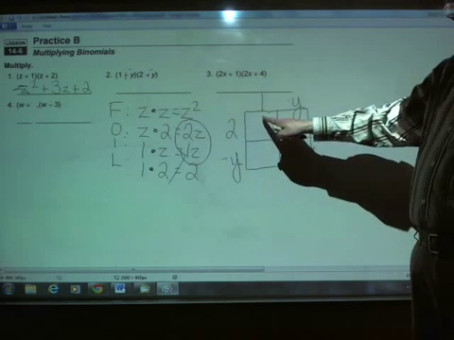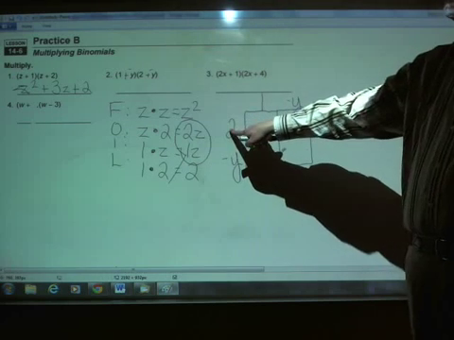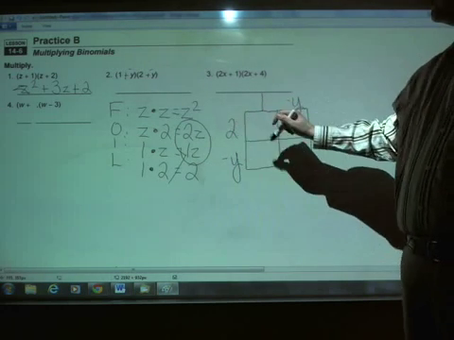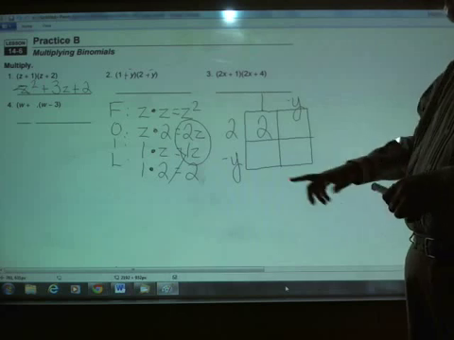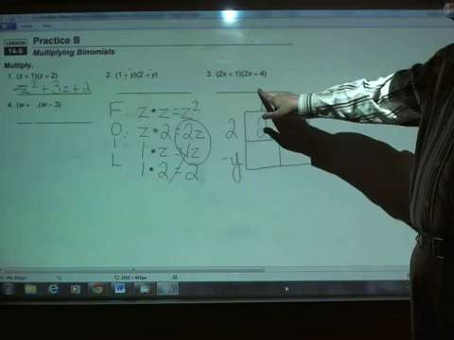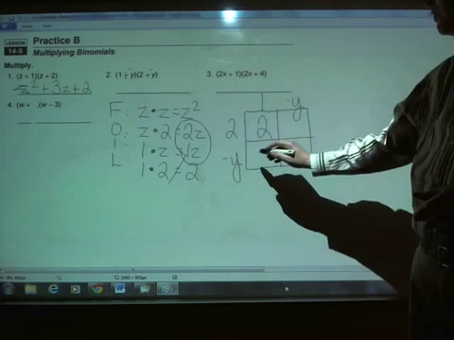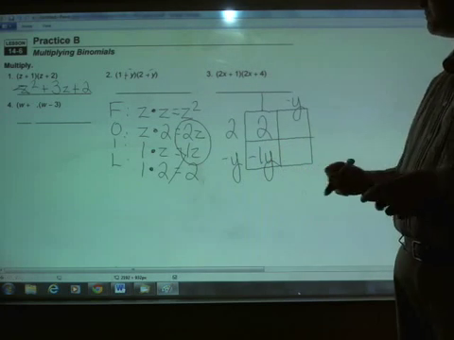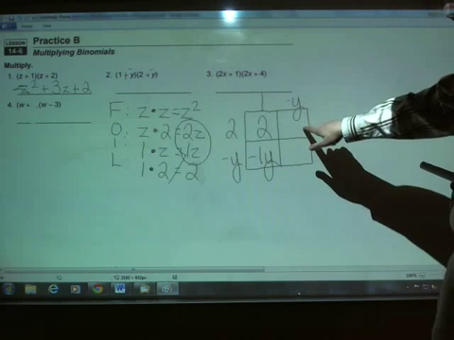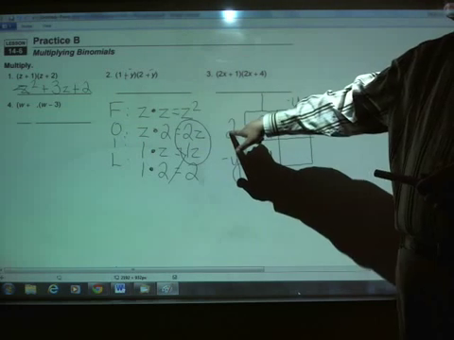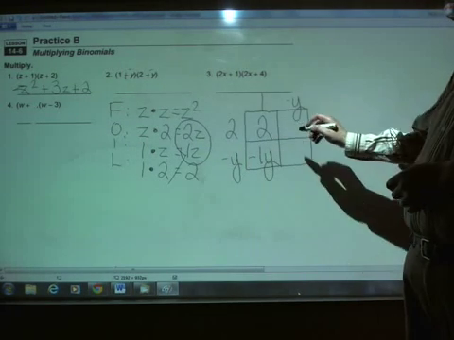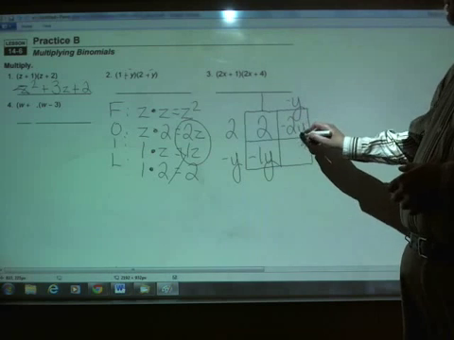So for instance, in this box, 1 is above it and 2 to the left of it. So this box is 1 times 2, or 2. This box here has 1 above it and negative y to the left of it. Well, negative y times 1 is going to give me negative 1y. This box here has negative y above it and 2 to the left of it. Negative y times 2 is going to give me negative 2y.